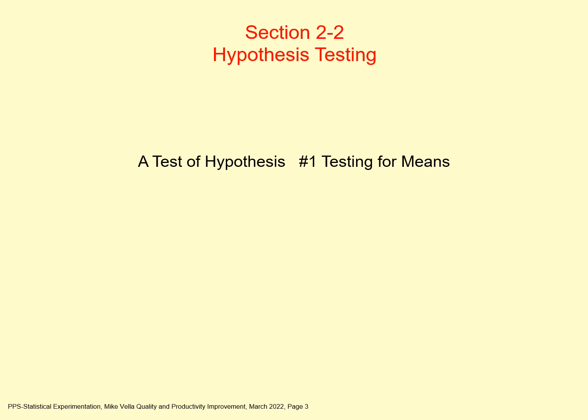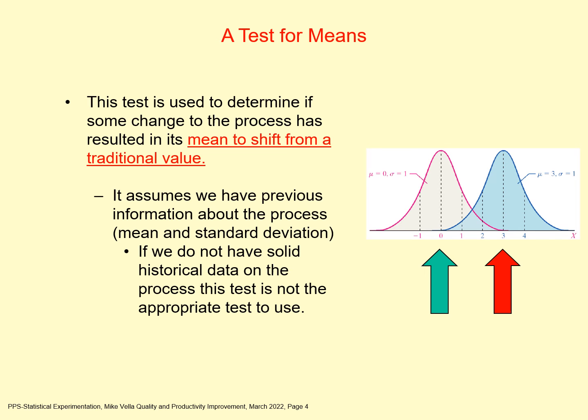First off, tests of hypothesis, testing for means. A test for means is used to determine if some change to the process has resulted in its mean shifting from the traditional value.